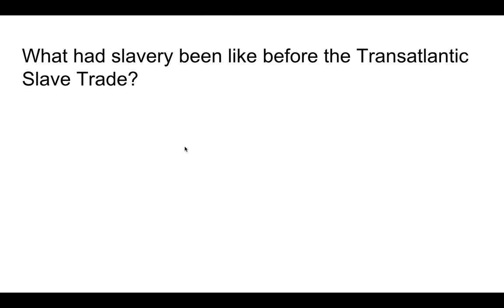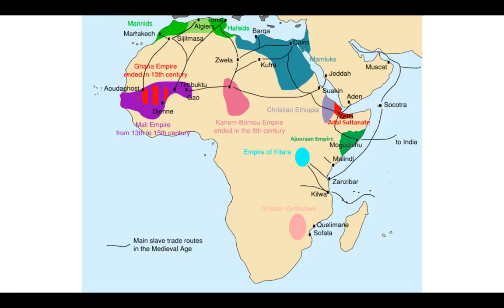So the next essential question we have to look at is, what had slavery been like before the Transatlantic Slave Trade? This is something that will show up in the AP World History exam. You do not want to just see slavery in the early modern era. Remember, it did exist. A couple things you want to understand just looking at this map. First and foremost, you want to look at the trade patterns.